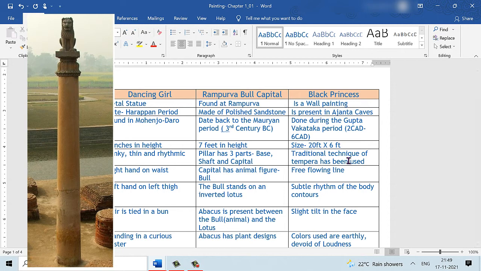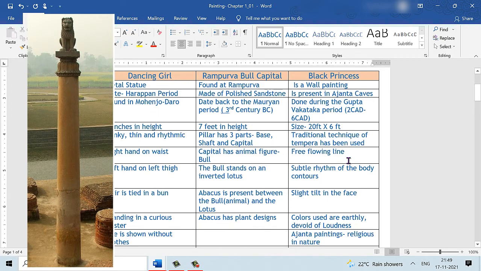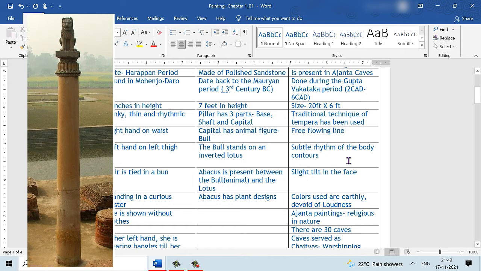Free flowing lines have been used and subtle rhythms are given to the body contours. We can see that there is a slight tilt in her face. All the colors that have been used in this painting are earthen colors, and there is no loudness to it. They are all very sober and earthen colors.